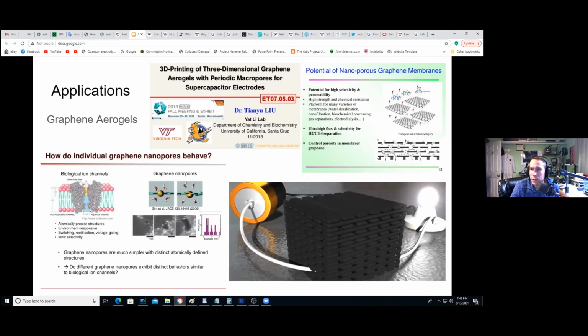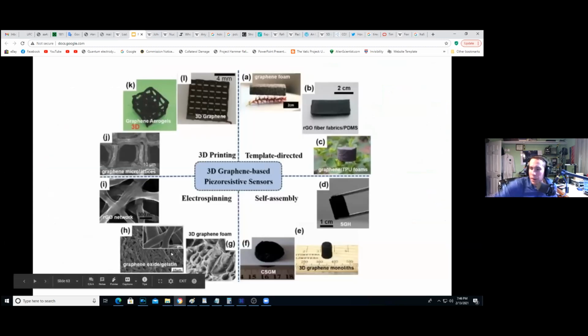There are also a number of universities doing experiments with nanoporous graphene membranes and graphene channels that mimic or replicate the action of biological ion channels, so they can open up these pores in the surface of the graphene sheets to let molecules of different sizes through, depending.